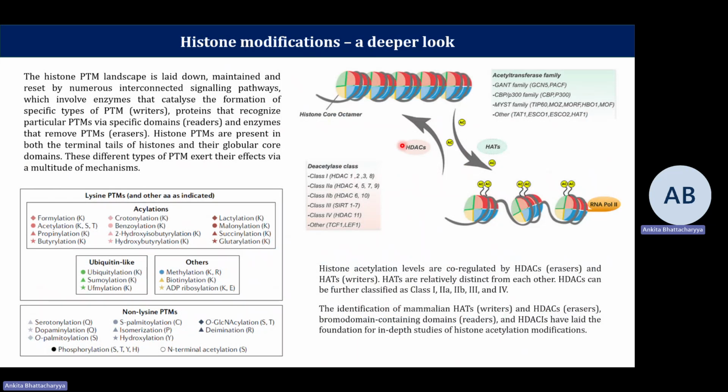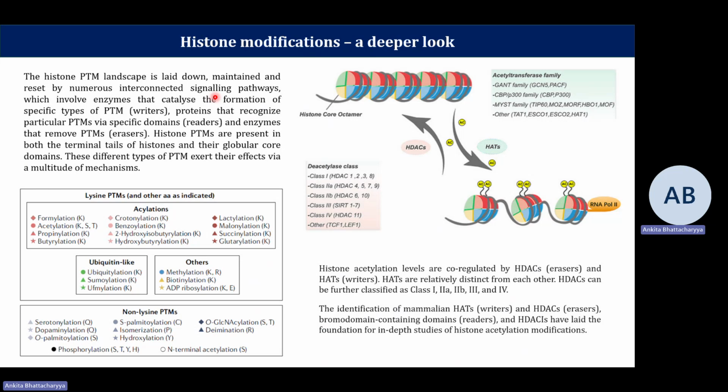Next, what you need to understand in this continued concept is that the histone PTM landscape, or the post-translational modification landscape, is laid down, maintained, and reset. What do we mean by that? By laid down, we mean that these modifications are necessary and they are controlled or regulated by certain types of signaling or pathways, and it is the default within the cell. Second, their sustained presence or their maintenance is another very important context.